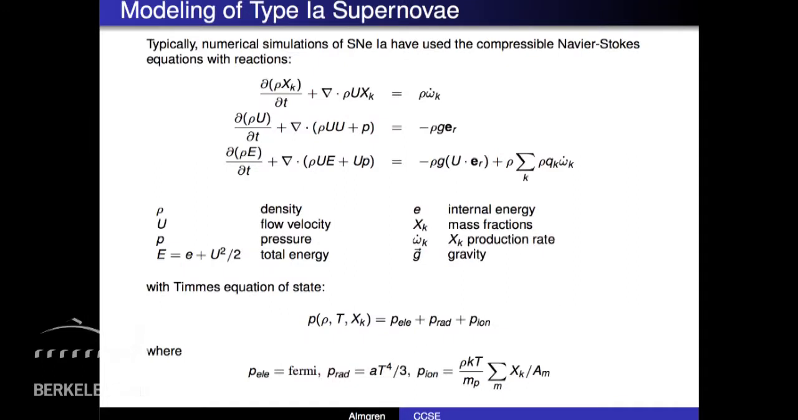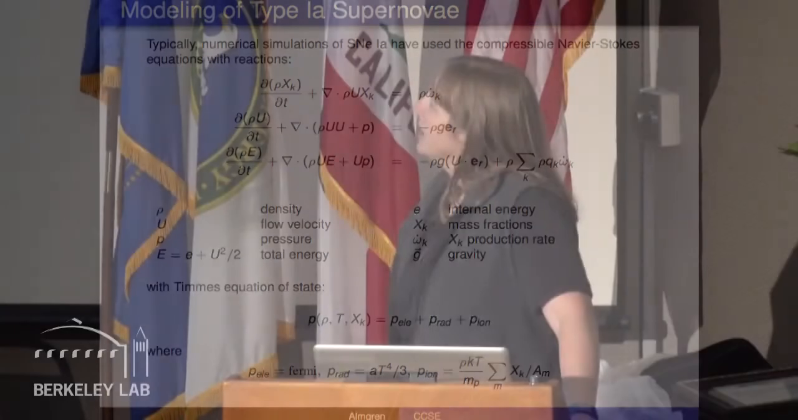So what do you do? You go back to the drawing board and say, okay, we know how people model supernovae. Basically, this is the compressible Navier-Stokes equations. We can write them down very easily. We've got density, velocity, pressure, energy. The only thing that's really complicated about this is the equation of state.